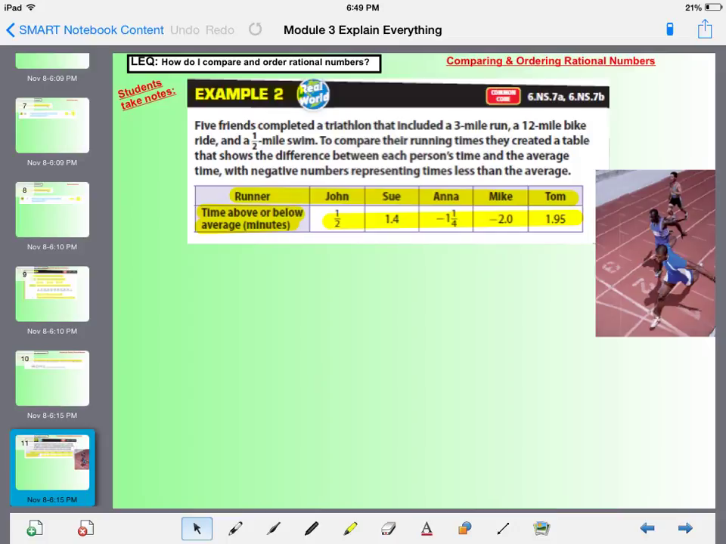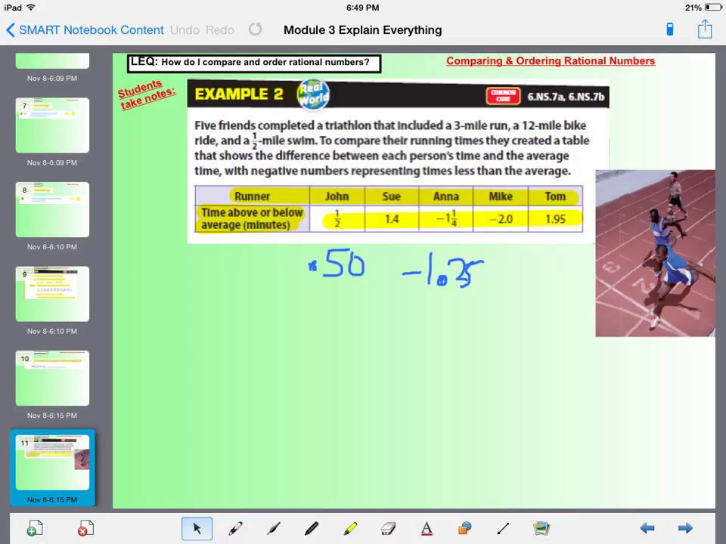So the first thing that we have to do is turn these fractions into decimals. So let's take a look at John. Let's do John first, and I see that John is 50 hundredths, 1/2, and then Sue is 1 4/10, so she's already as a decimal. We're going to take Anna and we're going to convert this -1 1/4 into a decimal. Well, we understand this is a negative number, and 1/4 represents 25 hundredths. So she's at -1 25 hundredths. We have Mike at -2. He's already as a decimal, and Tom already at a decimal at 1 95 hundredths.